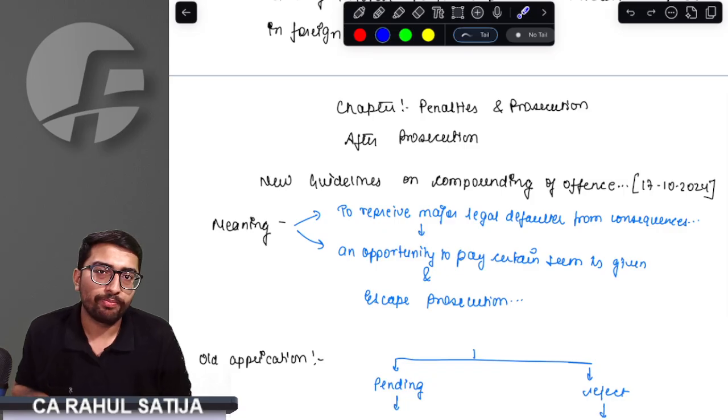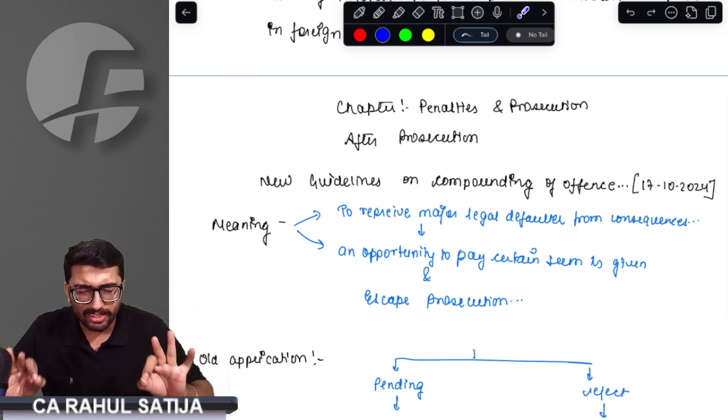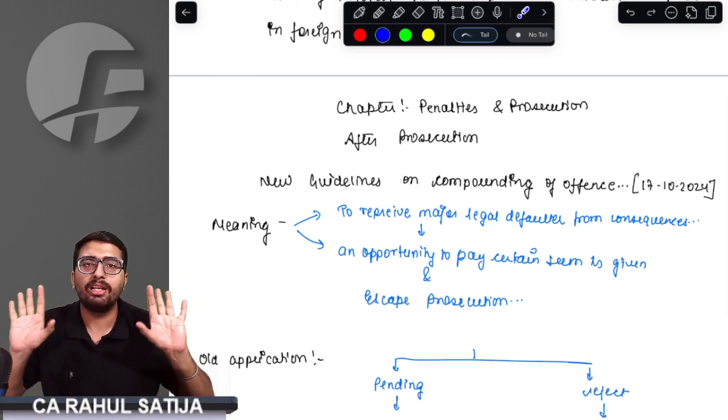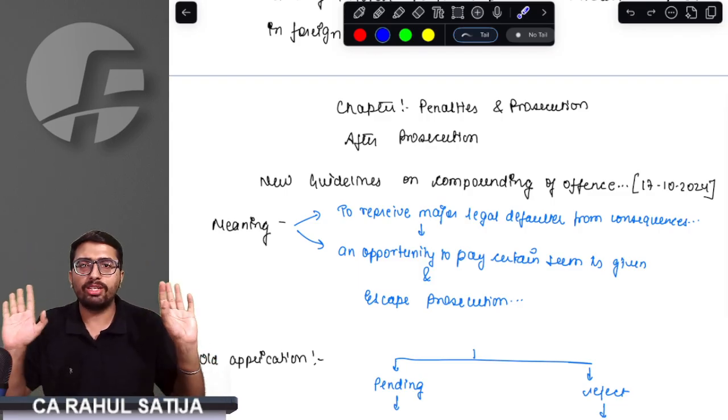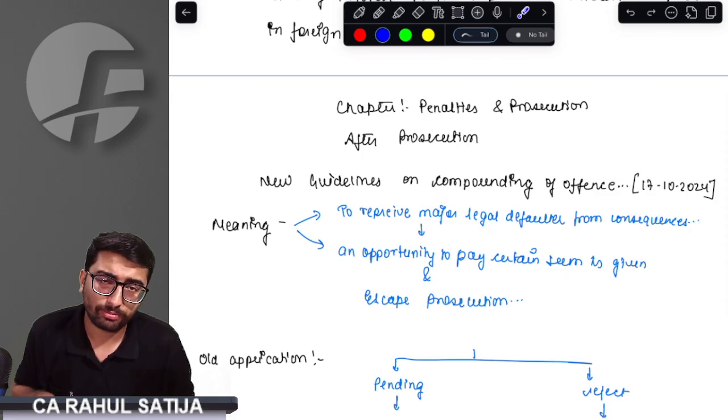First of all, as of now, every offense in income tax is compoundable. Even if you have done any willful default, any assessing default, or if you have been sentenced to imprisonment, then you can get the compounding done. You just have to pay the fees, and you will be compounded. You just have to pay the fees.